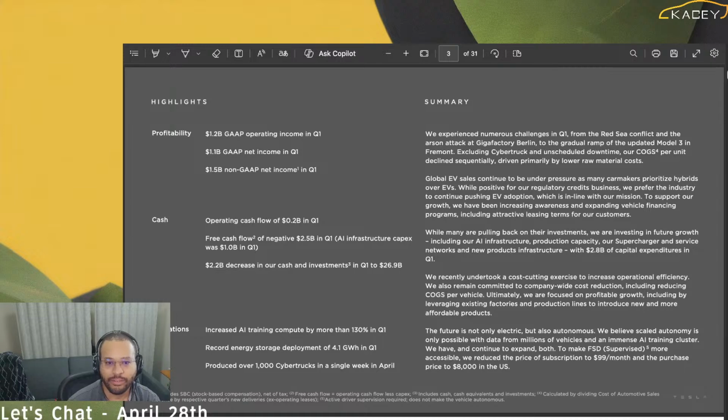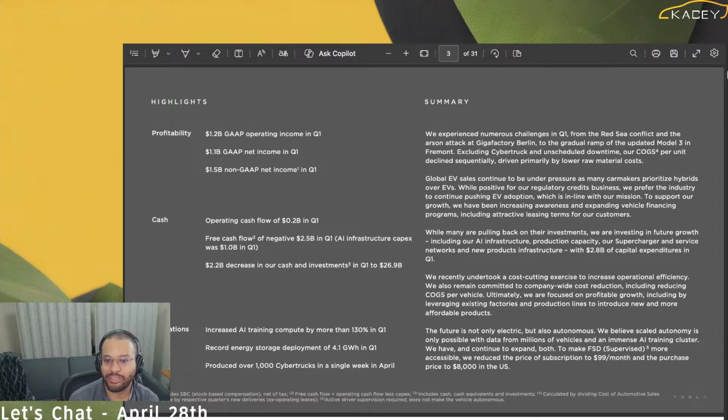All right. So they had a $1.2 billion GAAP operating income. Can you remember when they used to do non-GAAP and people would complain about it? It was a long time ago. Let's see. $1.1 billion GAAP net income. Not bad. And then their $1.5 billion non-GAAP income, basically just separating out all the leasing. They experienced challenges from the Red Sea conflict and Gigafactory Berlin to the gradual ramp of the updated Model 3 in Fremont.